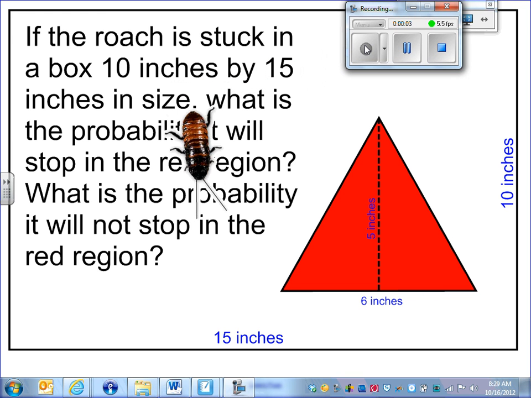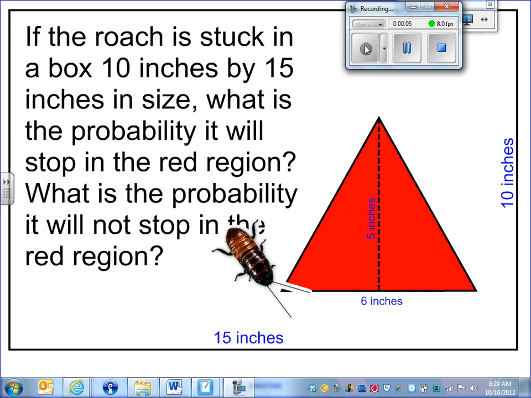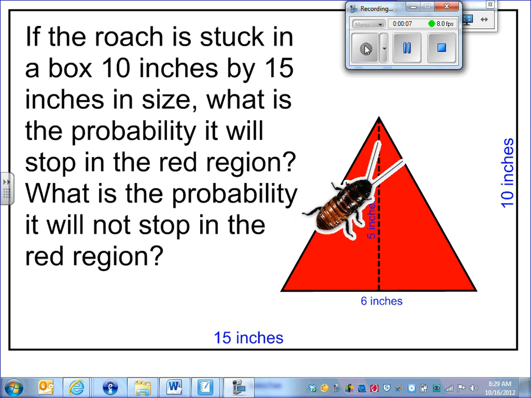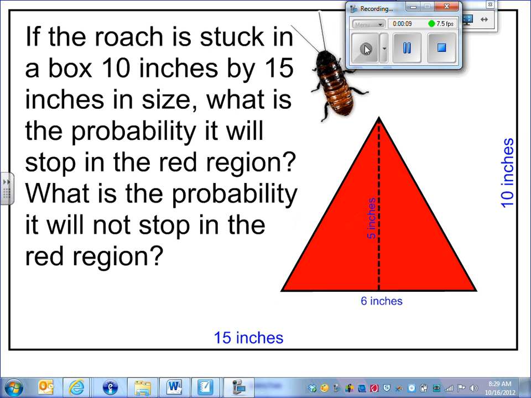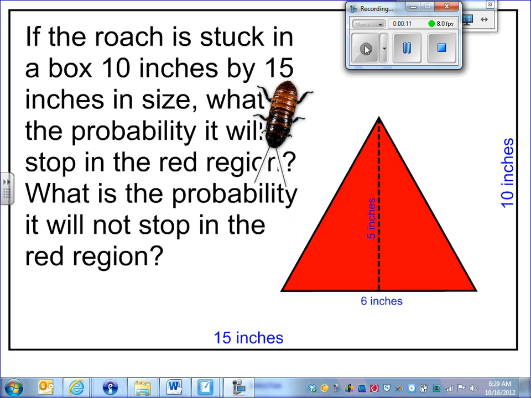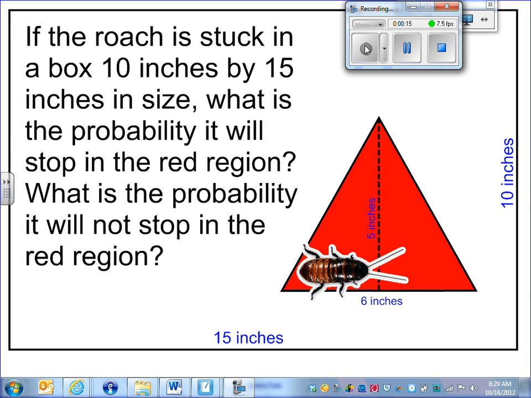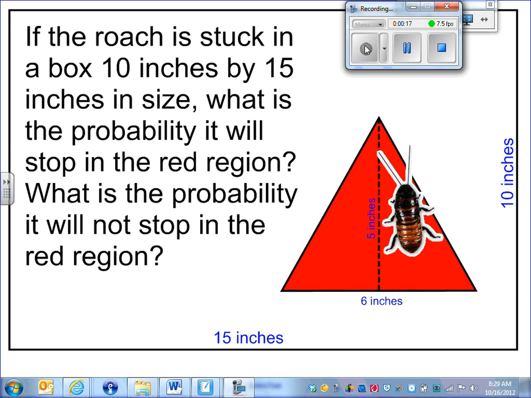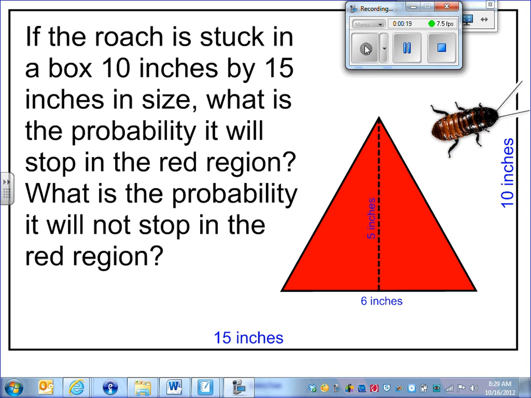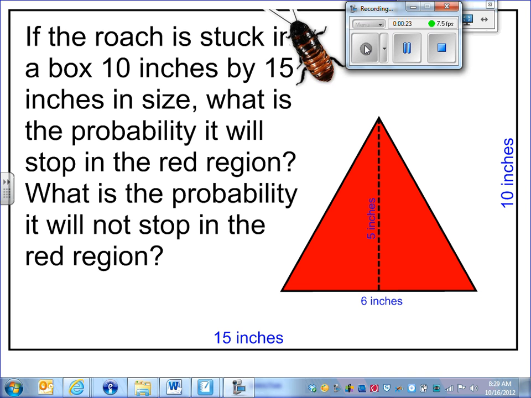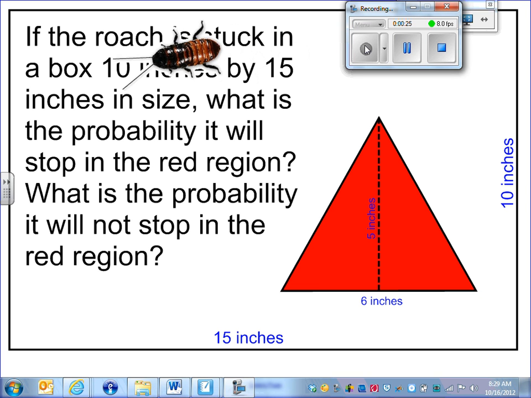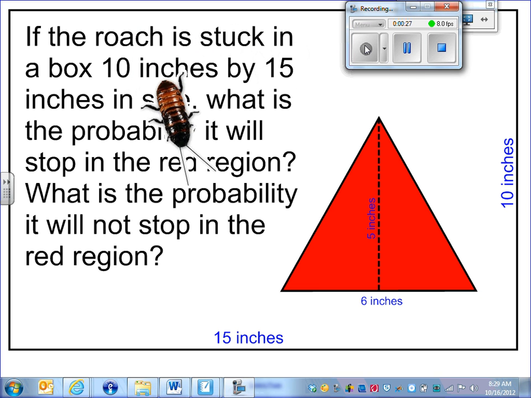Okay, so I've given you about 5 minutes to take a look at this, and we're going to continue talking about probability, but we're going to shift into geometric probabilities. Okay, geometric probabilities, and today your assignment will be based on geometric probabilities related to geometric shapes and areas.